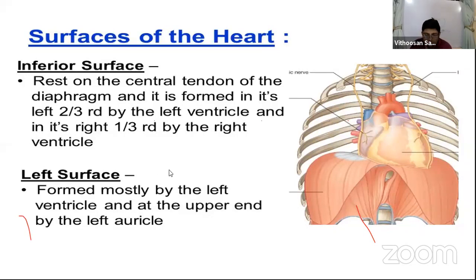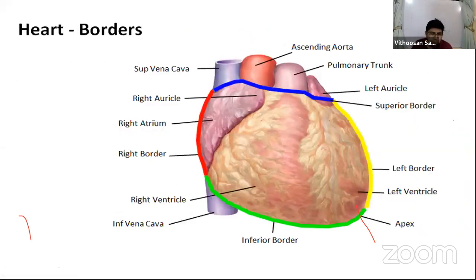So the left surface, guys, look at this. It is mainly from the left ventricle, and at the upper end there is something called the left auricle. If you look at the borders, I will tell you why this is important. You only have to know the very basics which are required clinically. There is no point in studying anatomy, physiology or pathology in excessive depth; that is a wastage of time. That is what we did in the university, and we can't make the same mistake again.